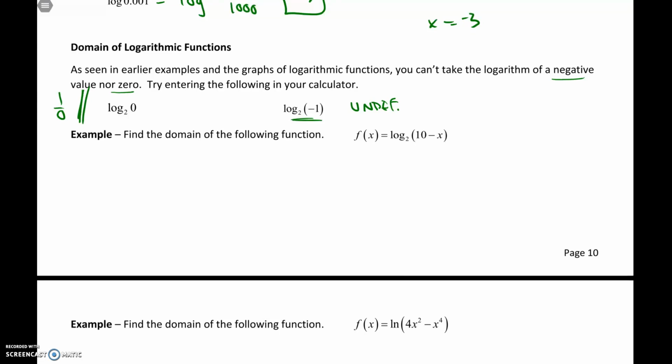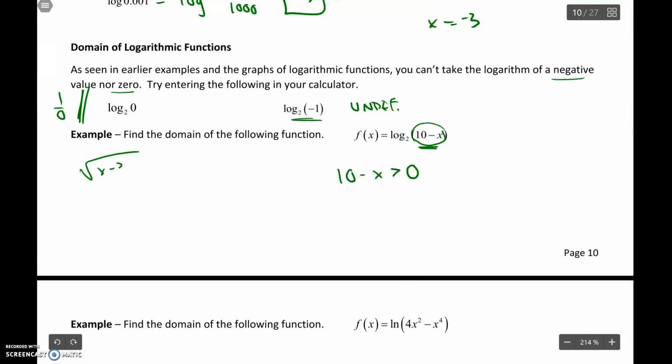Find the domain of the following function. So I want to find out what x can be. Well, I can only take the logs of positives, so whatever is inside the log has got to be greater than 0. It's like when we did domains of radicals. If you recall, we always said whatever's inside that radical has got to be greater than or equal to 0, because you just can't take the square root of a negative. So this is the same thing, only we don't have the equal to part because you can't take the log of 0.